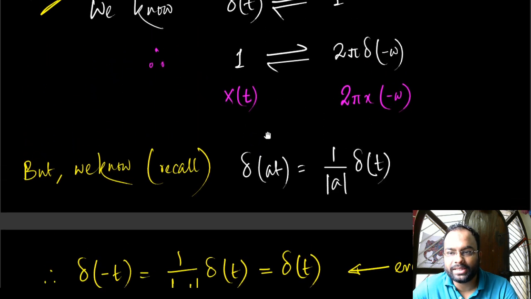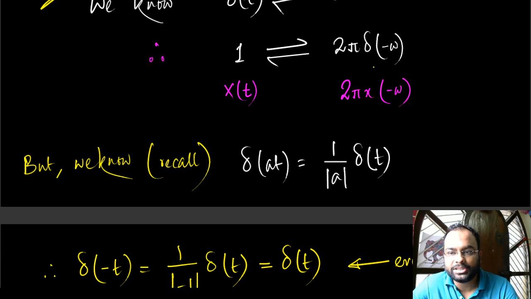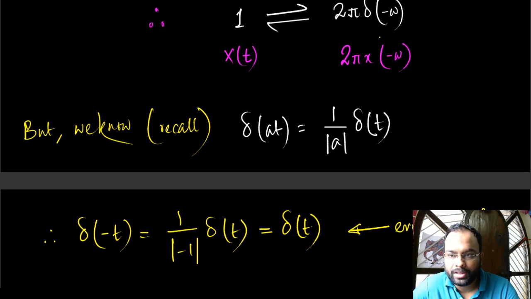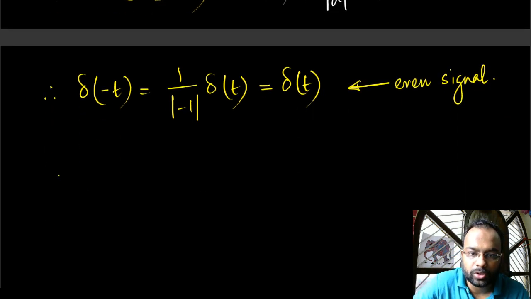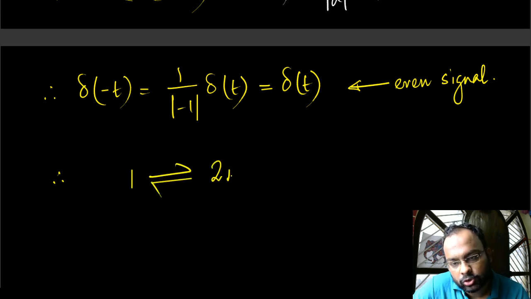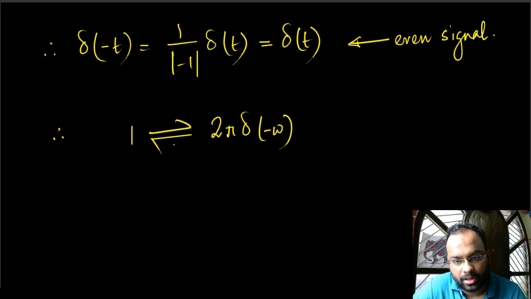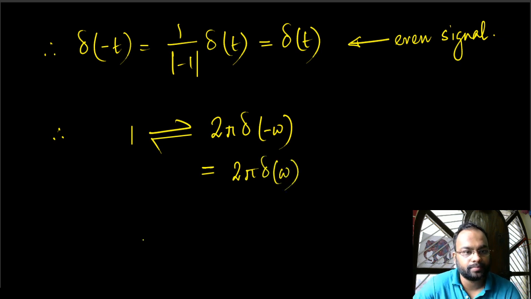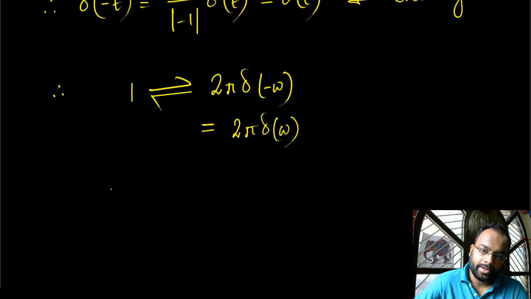Moments ago we discussed that the Fourier transform of 1 is 2 pi delta of minus omega. Instead of minus omega, I can say plus omega because that's an even signal. Therefore, the Fourier transform of 1 is 2 pi delta of minus omega, which is equal to 2 pi delta omega, right? Yeah, that's the same.